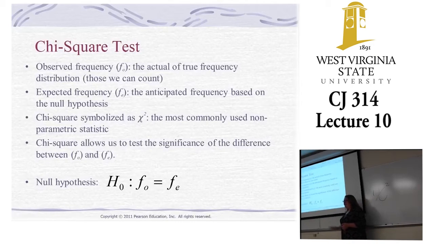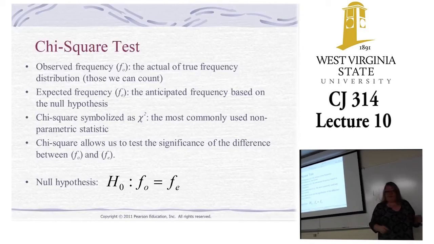Null hypothesis for chi-square is the same as all the null hypotheses. We're saying things are equal. This time we're saying the frequency of observed is equal to the frequency of expected. Our research or alternative would be the frequency of observed is not equal to the frequency of expected. So the rules are still the same. Instead of dealing with means this time, we're dealing with actual frequencies. Our observed frequencies and our expecteds.